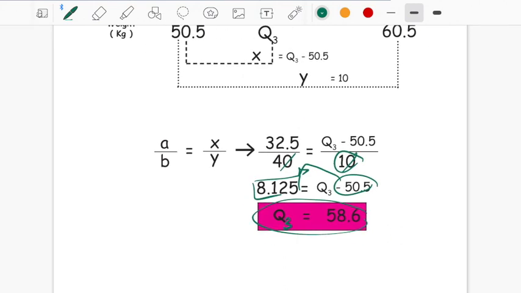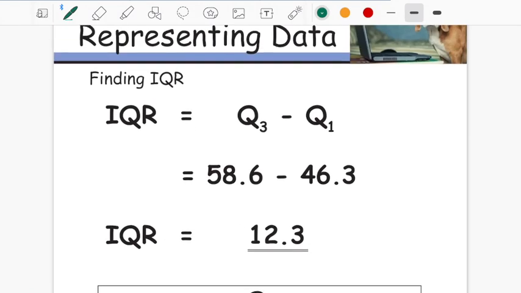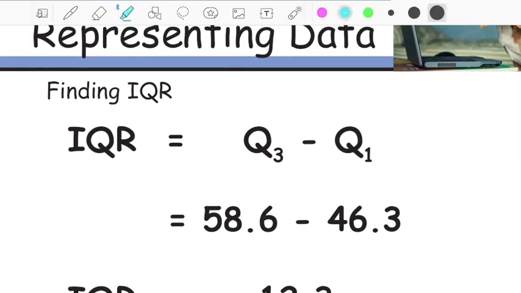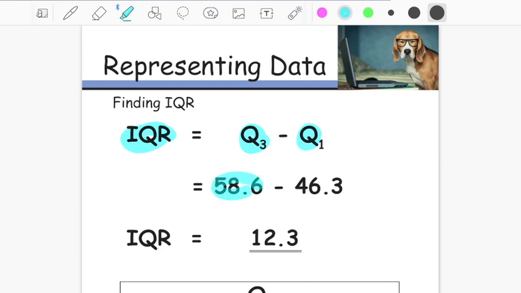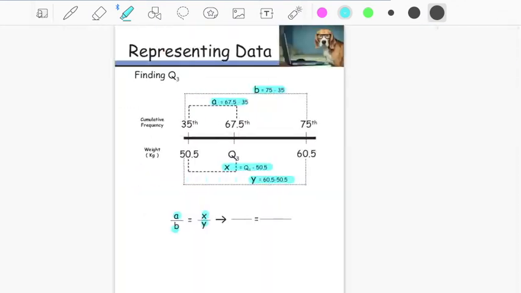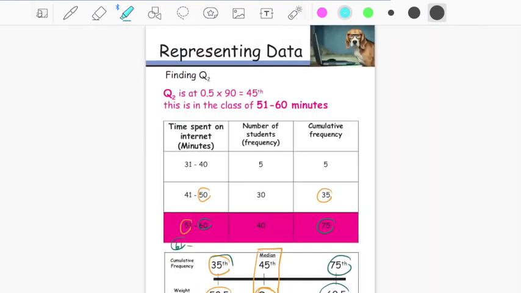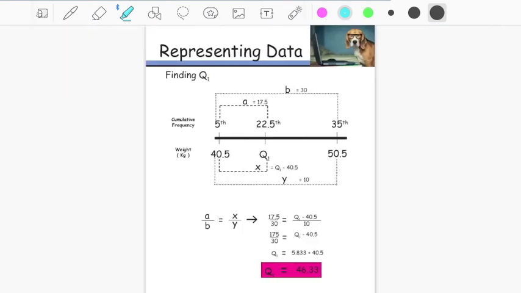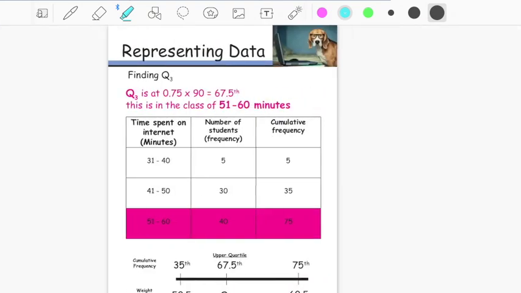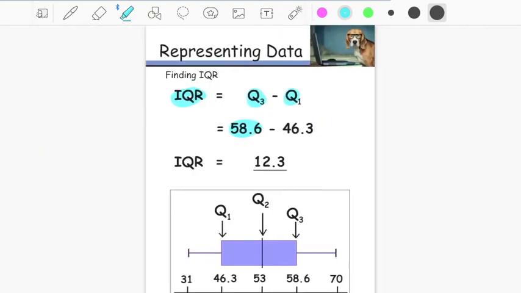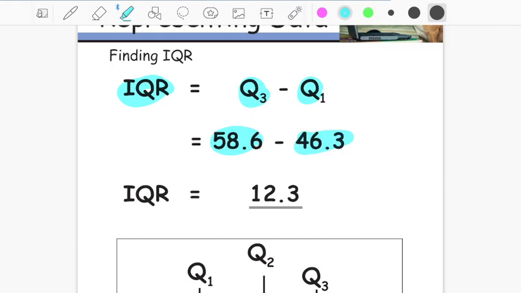Okay, moving on. Now, how do I find IQR? Just take the value of Q3 minus Q1. Q3 we just found here. This is Q3. So write 58.6 minus Q1, 46.3. Q1 we found from here. So this is Q1, 46.33. You can take 1 decimal point or 2 decimal points, it's fine. But in this case, I'm taking 1 decimal point. So this is my IQR.